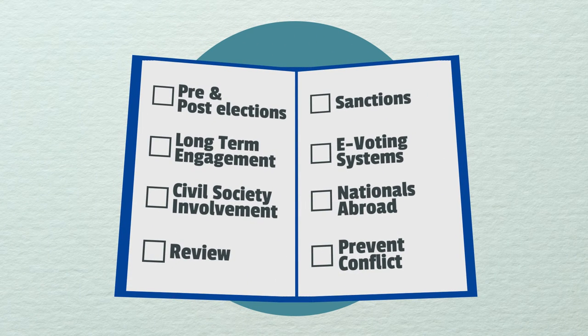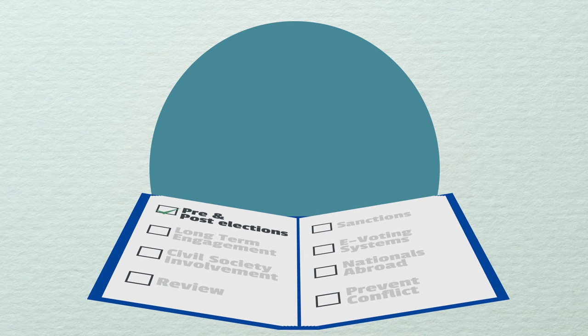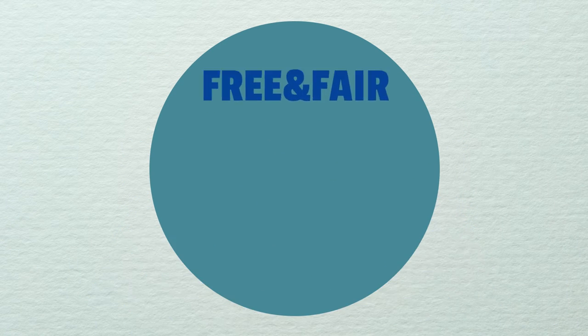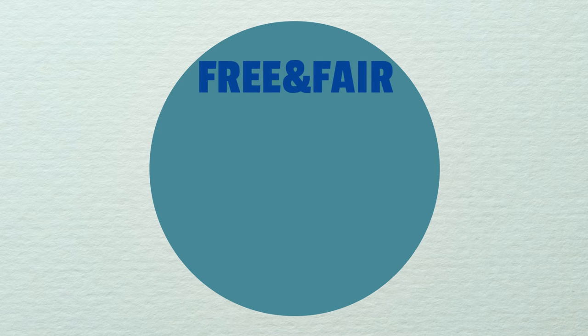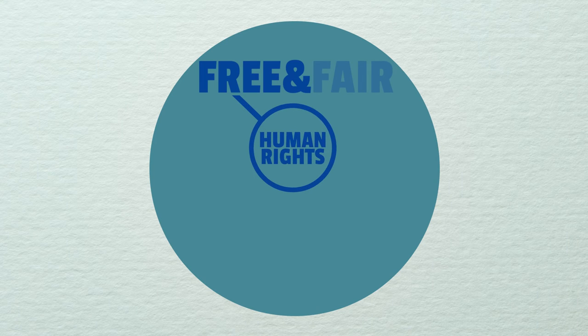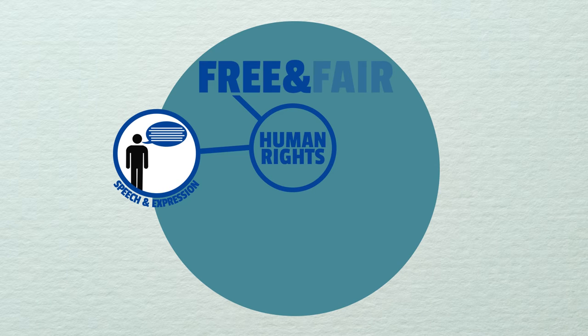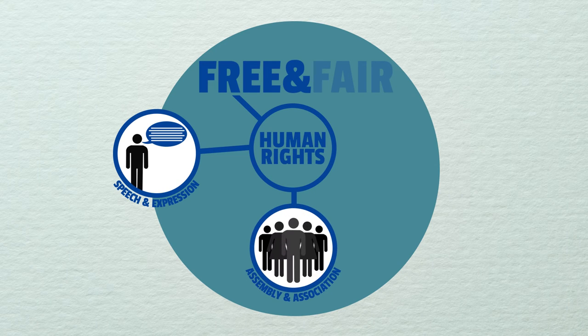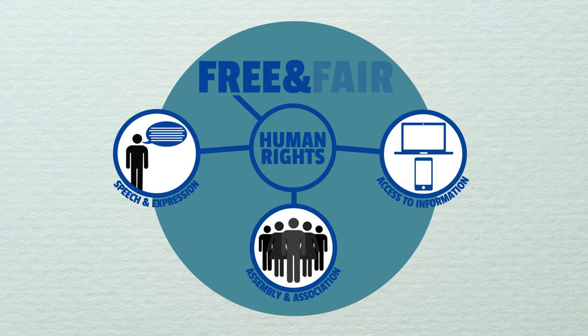There are 8 main differences. Firstly, SADC now has a clear definition on the free and fairness of elections and how to measure it. Free elections means fundamental human rights and freedoms are adhered to, including freedom of speech and expression, freedom of assembly and association, and freedom of access to information and right to transmit them.